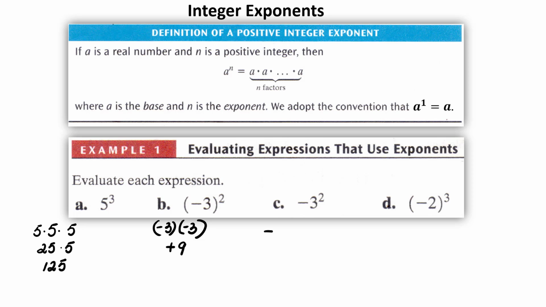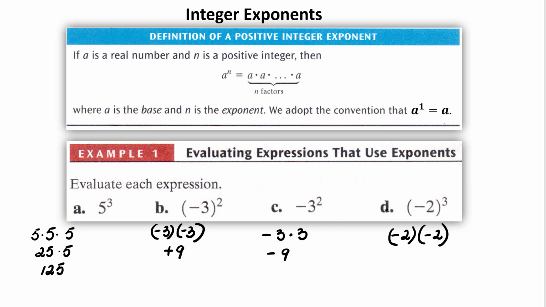Without parentheses, negative 3 squared means 3 times 3, and then we tack on the negative sign. So it's negative 9. With parentheses, negative 2 cubed means negative 2 times negative 2 times negative 2. Negative 2 times negative 2 is positive 4, times negative 2, which is negative 8.